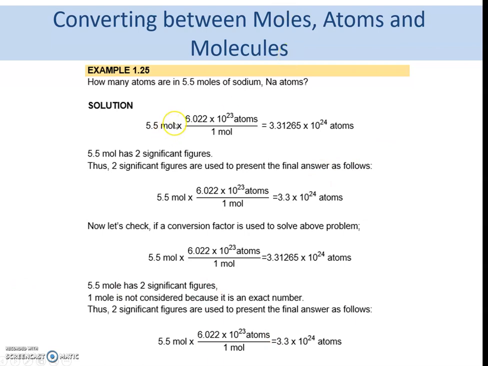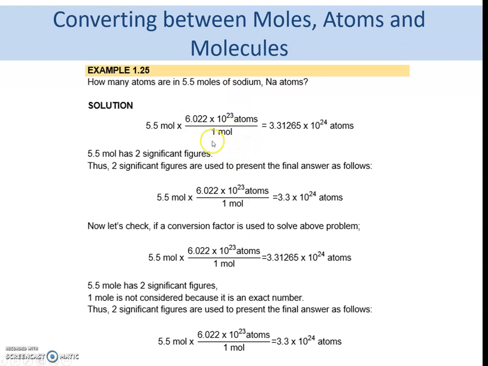Let's say you want to convert between moles, atoms and molecules. If you look into the example here, how many atoms are in 5.5 moles of sodium atoms? So the solution is like this. 5.5 mole multiply to 6.022 times 10 to the power of 23 atoms per mole, because this is the Avogadro number. 1 mole consists of 6.022 times 10 to the power of 23 atoms. You know about this, right?